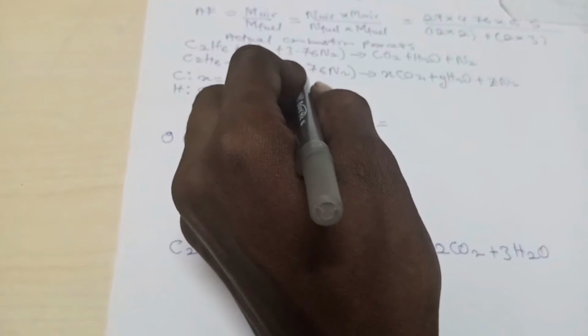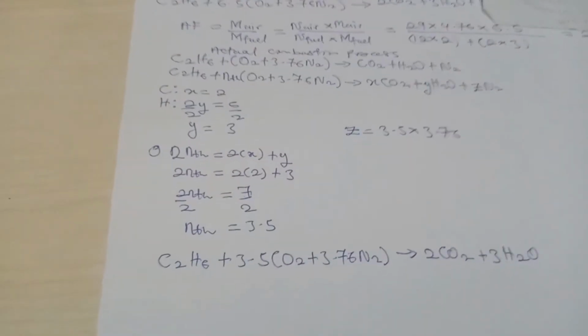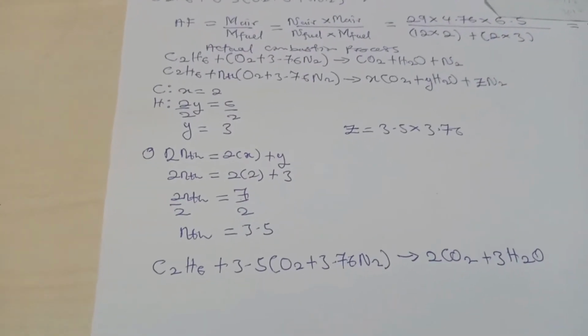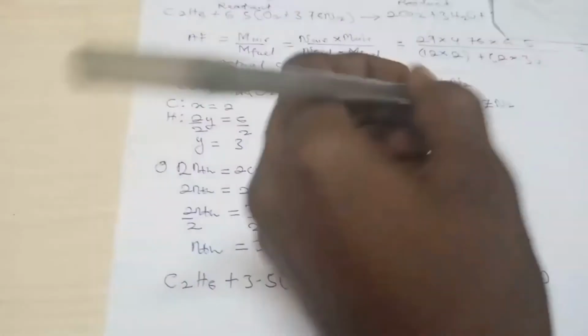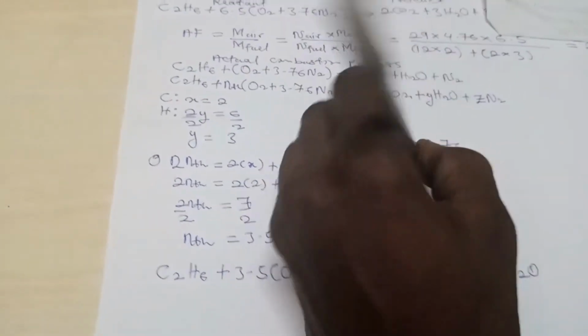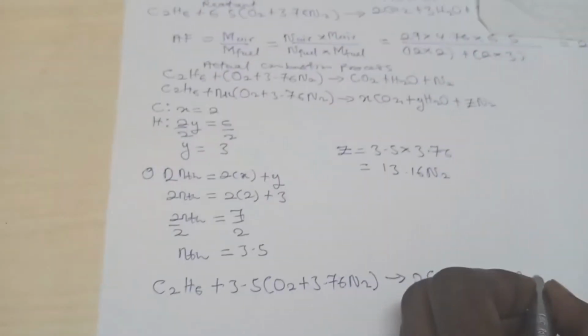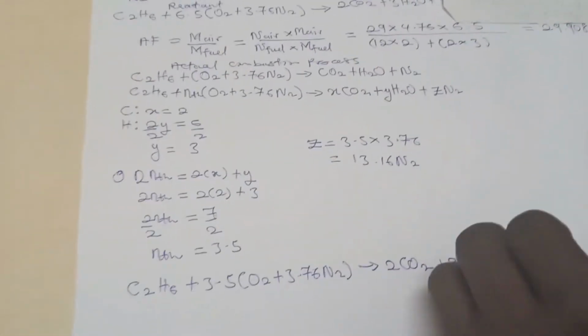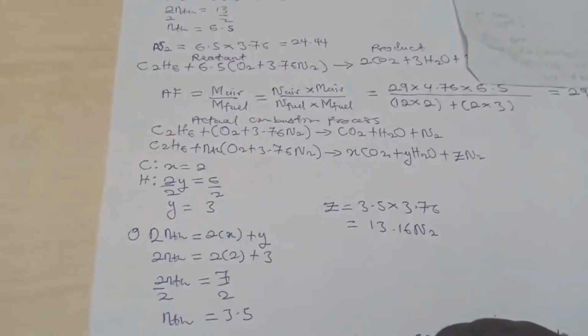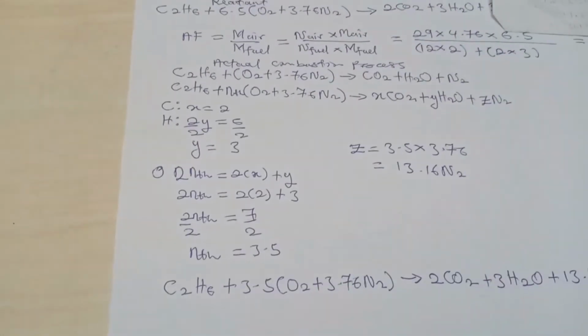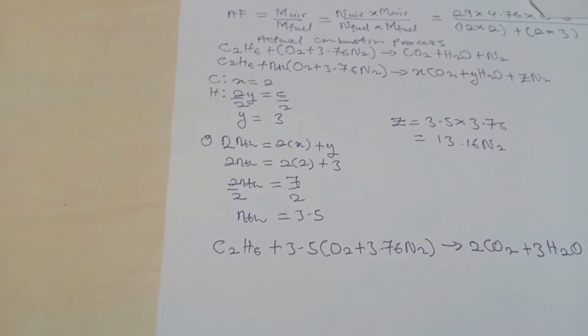z equals the oxygen at the reactant side times 3.76. So the oxygen is 3.5 times 3.76, which equals 13.16 nitrogen 2. So at the product side, the nitrogen is 13.16 N2. So now we have finished balancing the chemical equation.